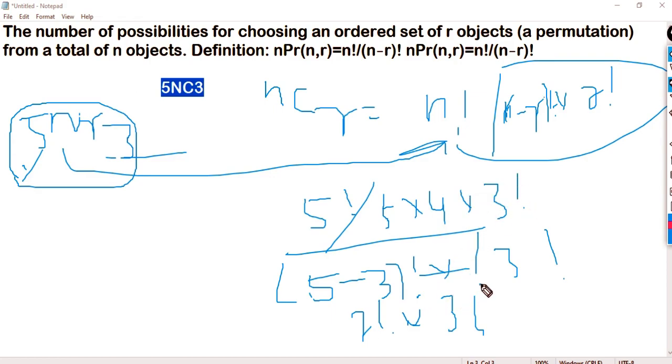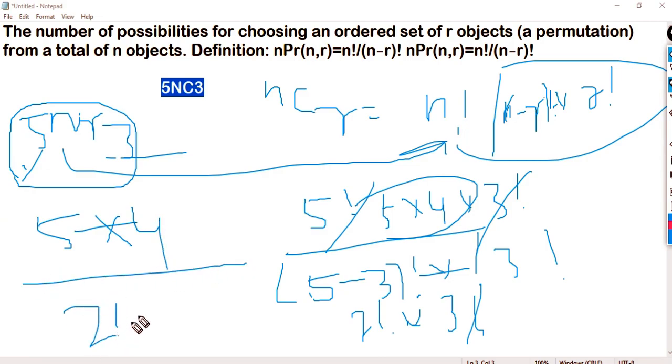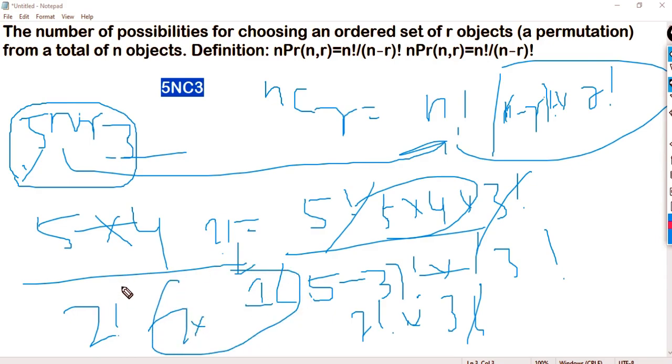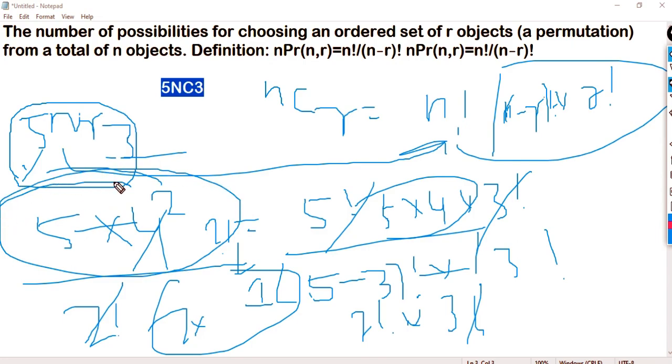If we cancel 3 factorial with 3 factorial, what we have left is 5 into 4 upon 2 factorial. Generally 2 factorial is 2 into 1, which is 2. So when 2 divides 4, we get 2. Then the remaining part is 5 into 2, and when we multiply 5 into 2, we get 10. The output should become 10. Let's write this.